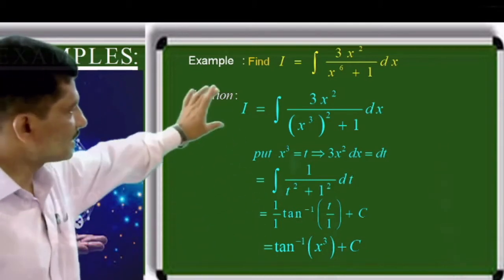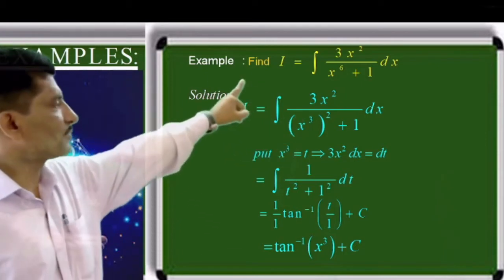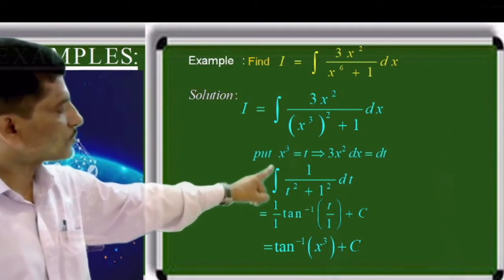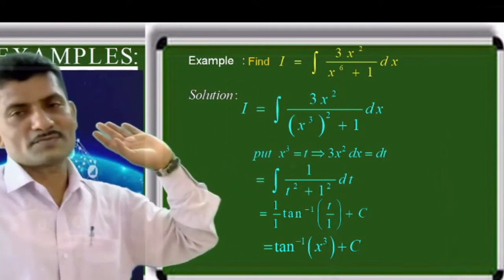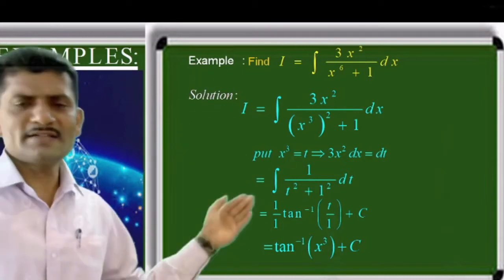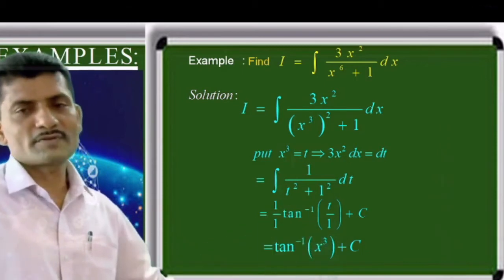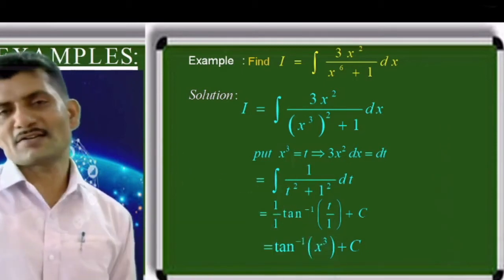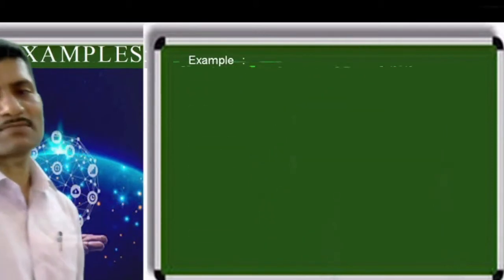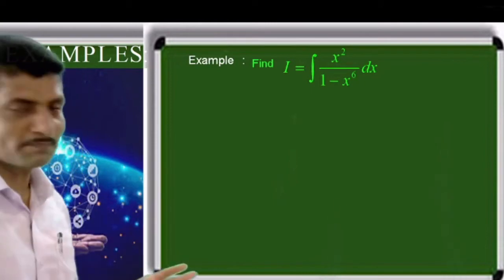Now we can see the individual method for this problem. Directly, the integral of 1 by x cube whole squared plus 1, using the integral of 1 by a squared plus x squared dx, gives tan inverse of x cube by a times 1, plus the integral constant. A similar type of problem was also asked once in CET.